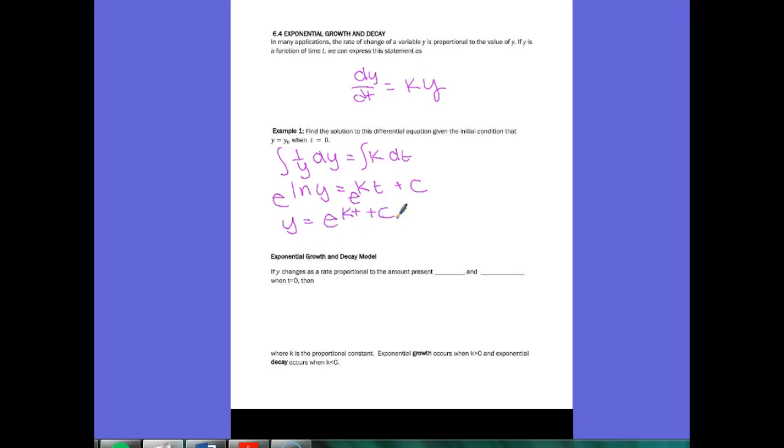Again, we talked about the rules for exponentials. If you have e to the kt plus c, it's the same as saying e to the kt times e to the c. But we know that e to the c is really just a constant. So e to the c represents our initial condition. So this is really y equals c e to the kt, where c is the initial condition.